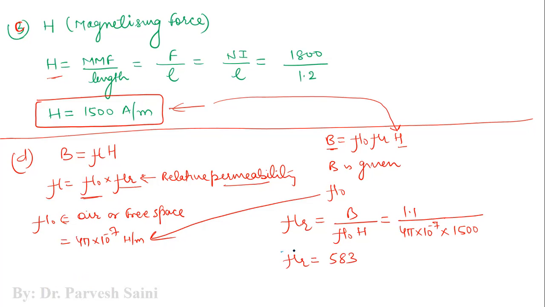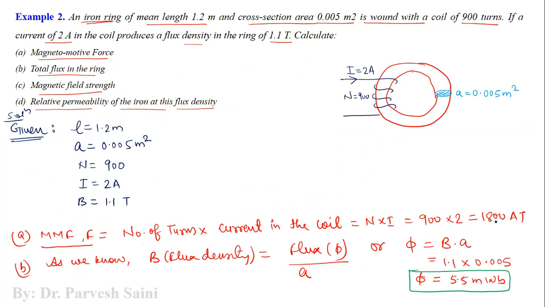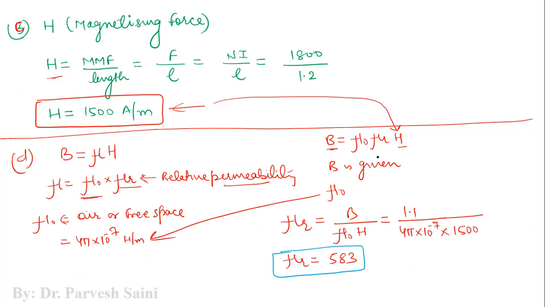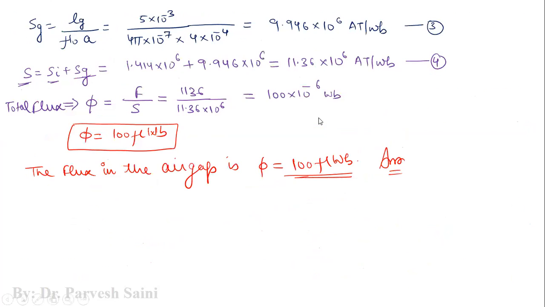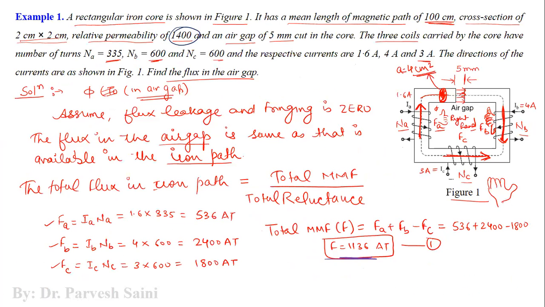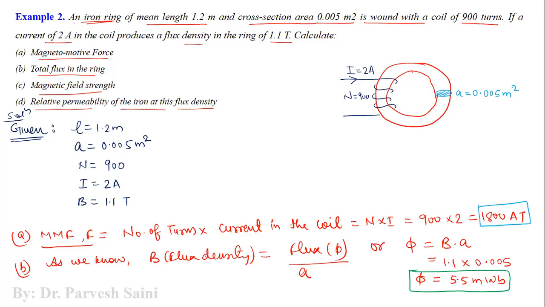So we have calculated all the four required parameters here, right? We have calculated the total magnetomotive force, the total flux, and the magnetic field intensity or magnetizing force, and then the relative permeability also we have calculated. So in this way we can solve such numericals, and it is very easy and simple to solve the numericals related to the magnetic circuits.